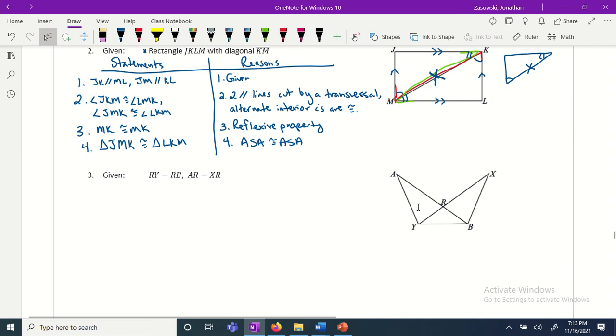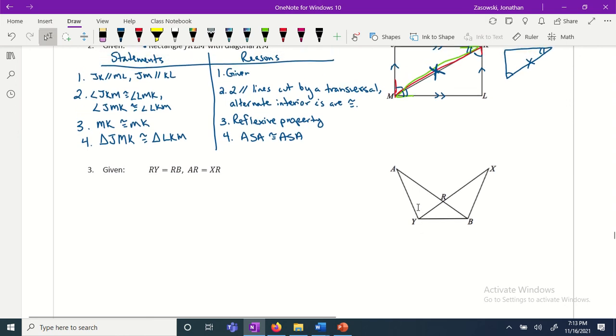All right, let's take a look at number 3. Okay, just figuring out what triangles we're going to get congruent here. So I'm going to give you the proof statement. So we have RY congruent to RB. Yeah, okay. So we're going to do prove. And let's see if you guys can do this one on your own here. Prove that triangle ARY is congruent to triangle XRB.